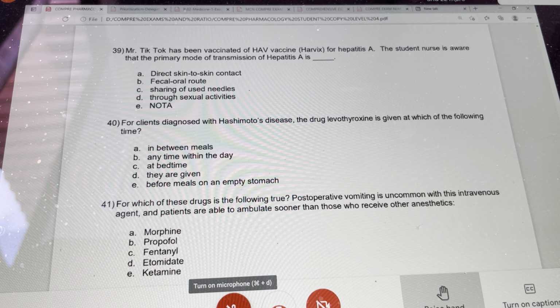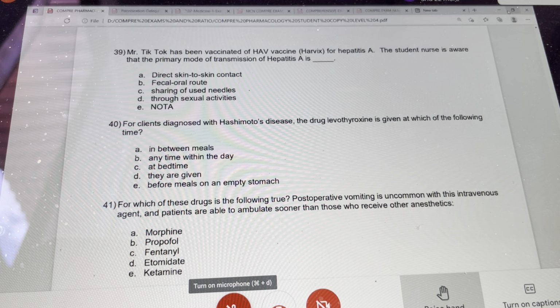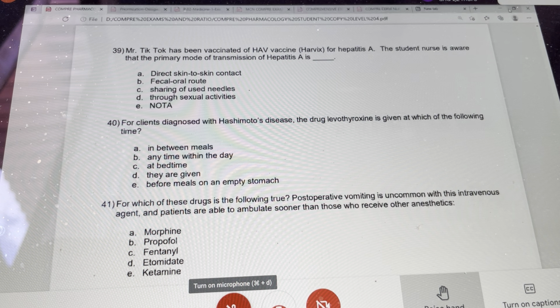Before meals. Before bedtime? Not before bedtime. For the answer, number 40 is letter E. Before meals on an empty stomach. Why empty stomach? Because this will give better efficiency and effectiveness, especially in the absorption of the medication if it is taken before meals.